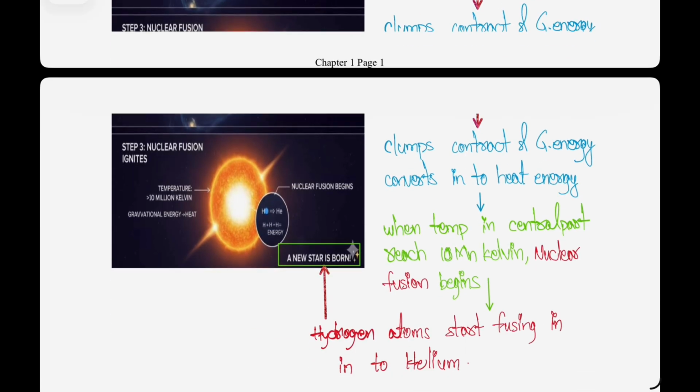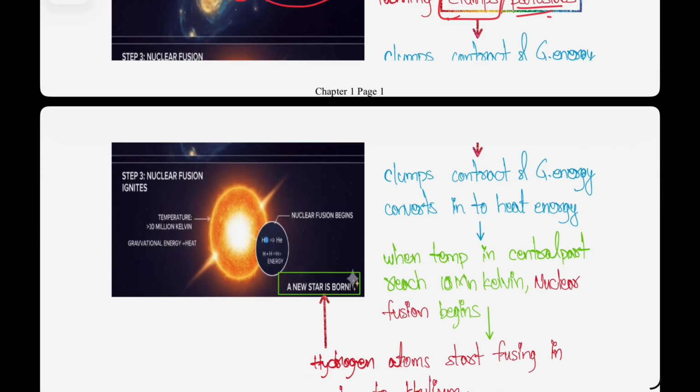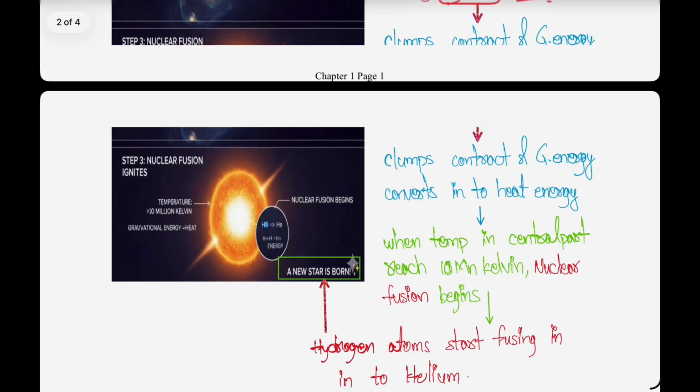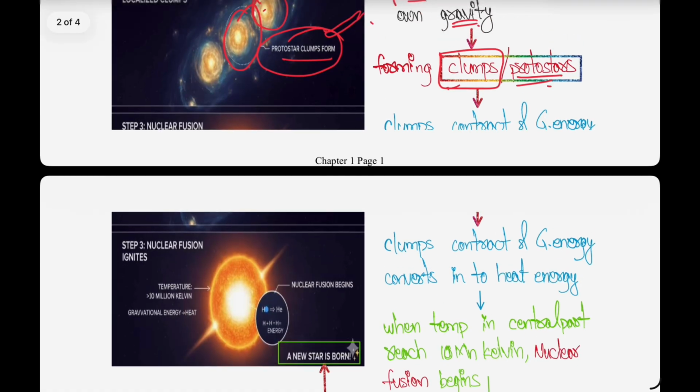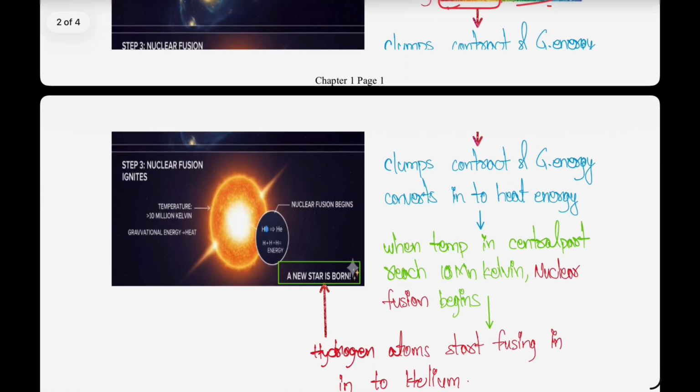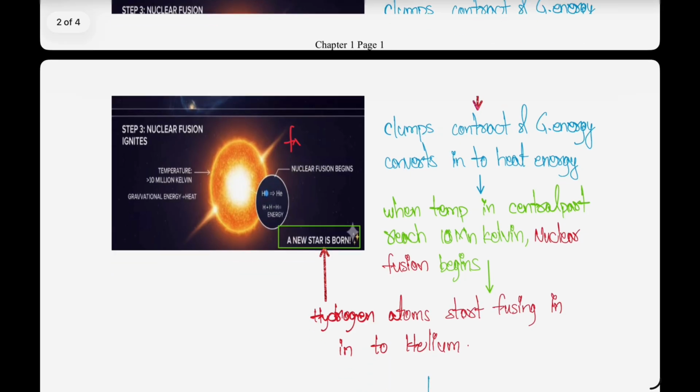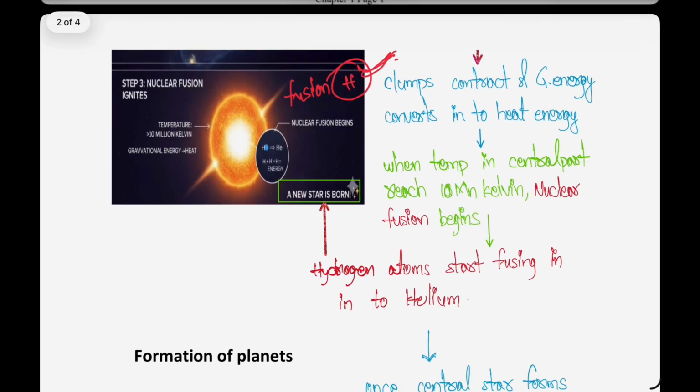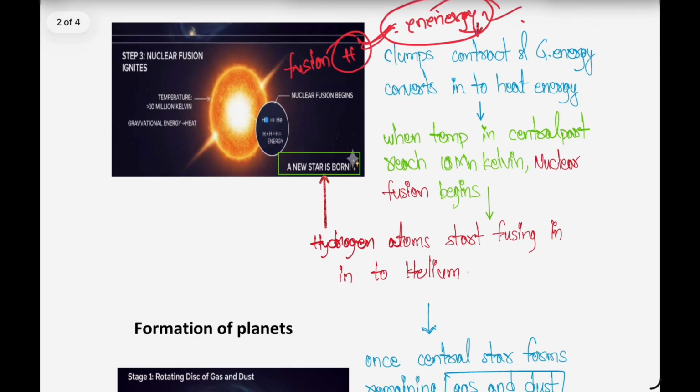So once the temperature inside these clumps or protostars reaches a certain level, there will be fusion of these hydrogen atoms, and once the hydrogen atoms fuse, a huge amount of energy will be released, right? That energy is called nuclear energy, and that's how the sun is also formed.